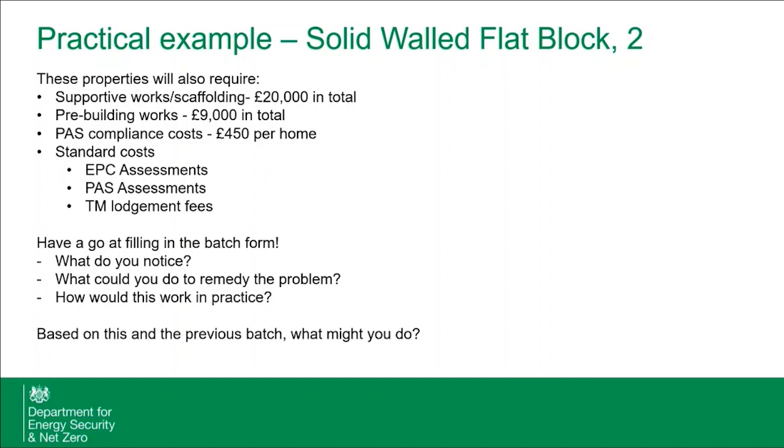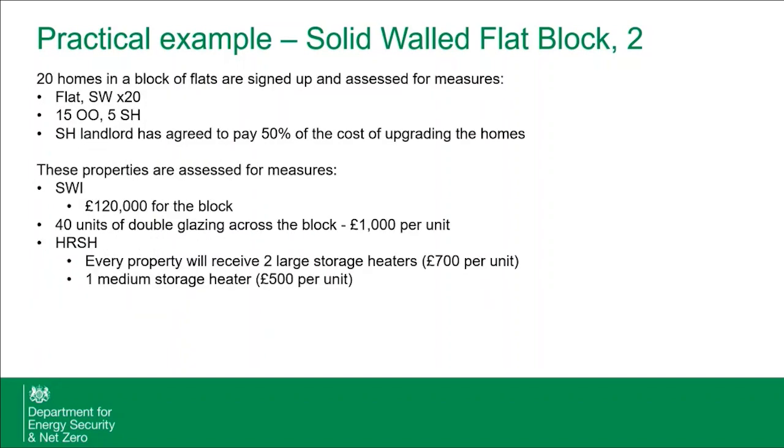Okay, in this example, I'll just move on really quickly. We had 20 homes in a block of flats that were signed up and assessed for measures. There were 20 solid wall flats, 15 of those were owner occupier, 5 of them were social housing infill, and of course the social housing landlord has agreed to pay half of their costs of upgrading the homes. The cost of solid wall insulation is 120k for the block.